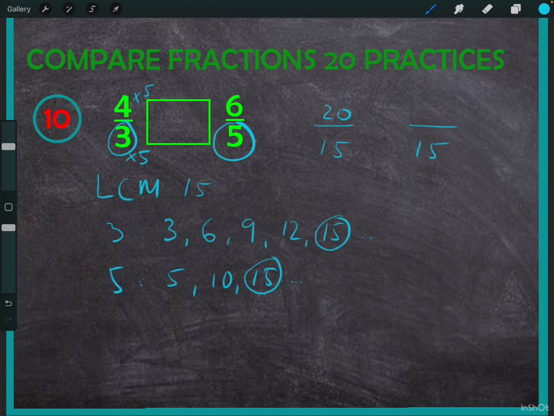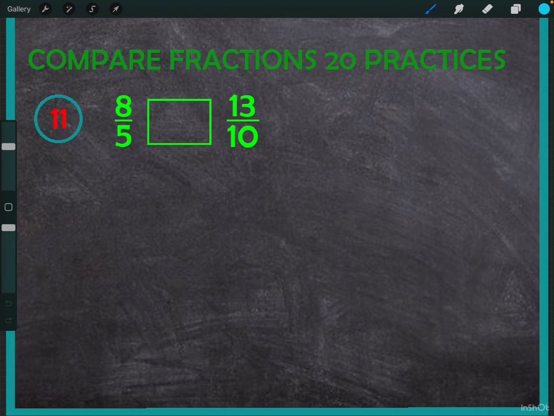For the second fraction, we must multiply 5 by 3 to get 15, and also multiply 6 by 3 to get the equivalent fraction. 3 times 6 is 18. 18 over 15 is the equivalent fraction of 6 over 5. From here, we have two fractions with the same denominator. To compare them, we only need to compare the two numerators. 20 is greater than 18, so 20 over 15 is greater than 18 over 15, or 4 over 3 is greater than 6 over 5.